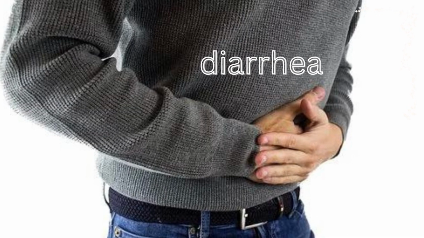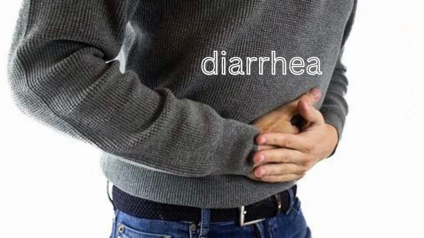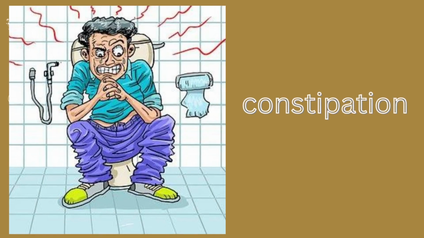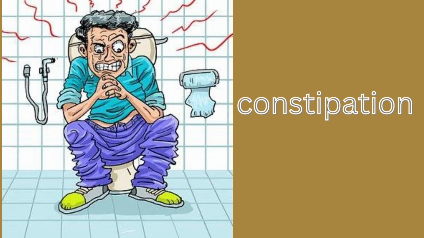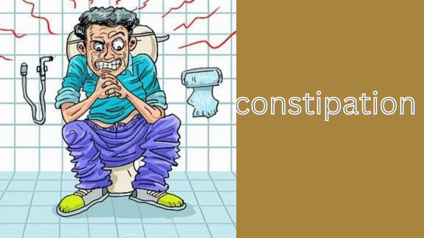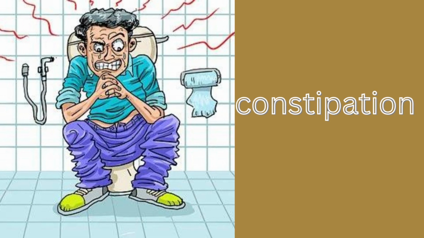Diarrhea. If the absorption of water and salt does not take place due to infection, drug action, or emotional disturbance, a condition known as diarrhea occurs. If this condition is unchecked, dehydration develops that may prove to be fatal. The other extreme condition is constipation, which is caused by the excessive absorption of water.